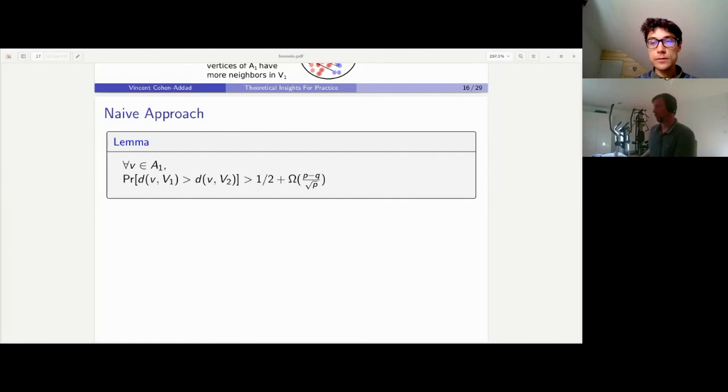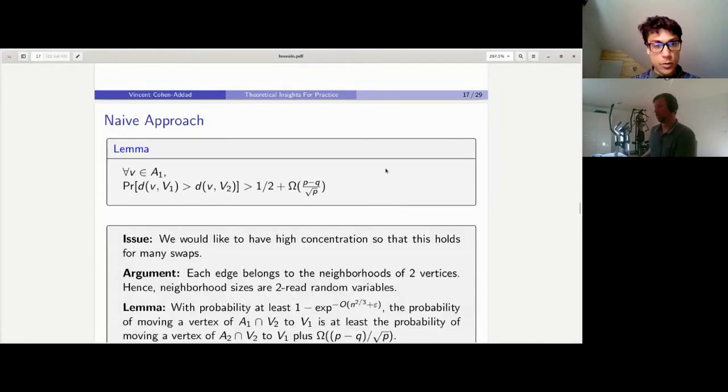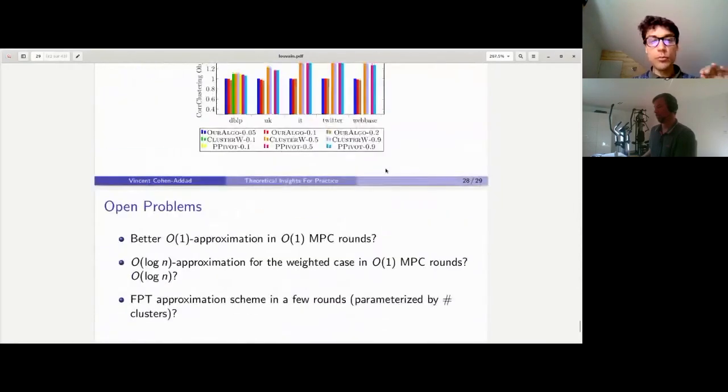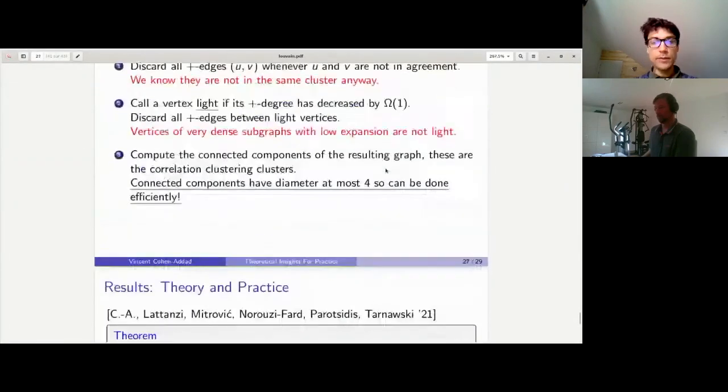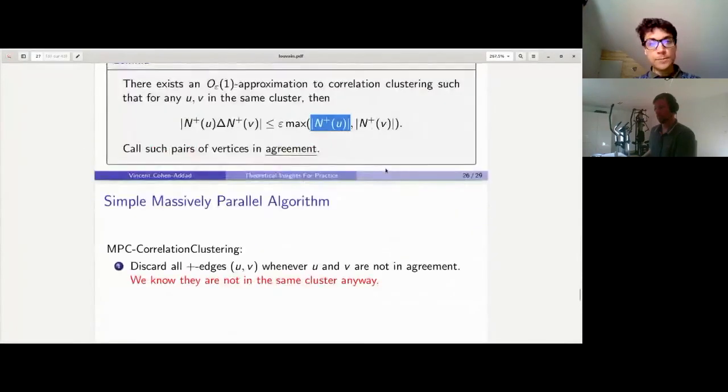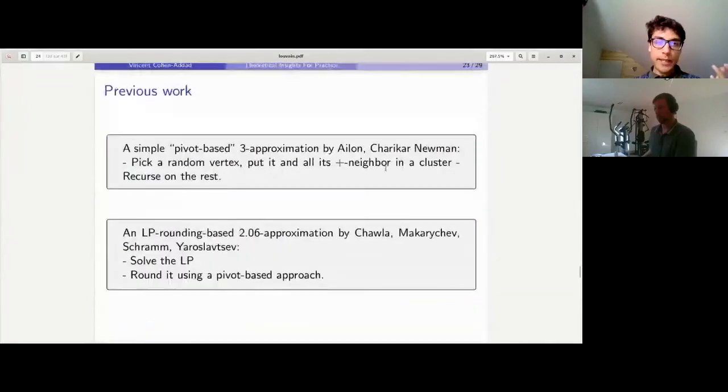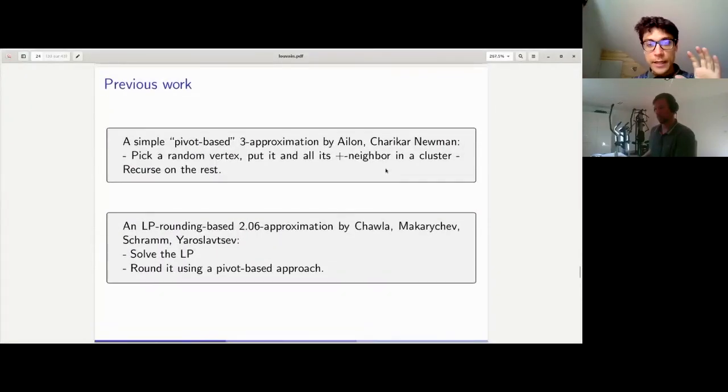So what is known in the non-parallel setting for correlation clustering? This is the minimization version, where you want to minimize the disagreements. For the minimization version, there is the 3 approximation and 2.5, which you get from pivot-based LP rounding with a naive LP rounding, and then 2.06 is a clever LP rounding approach. In terms of the offline setup, I think that's the best.